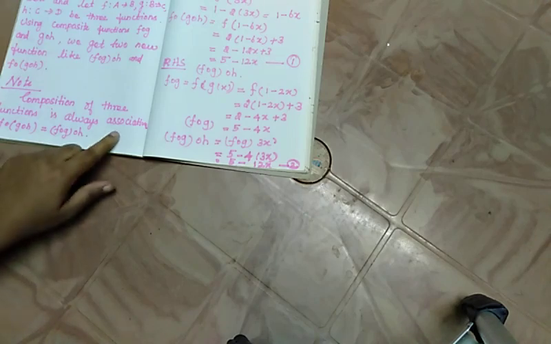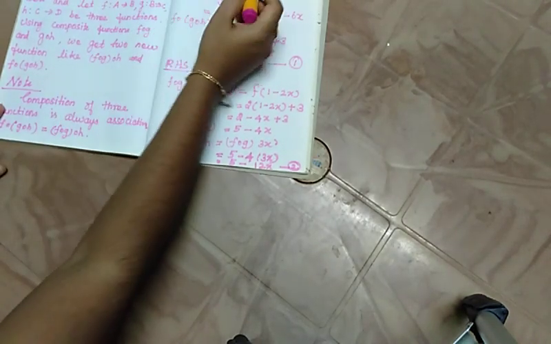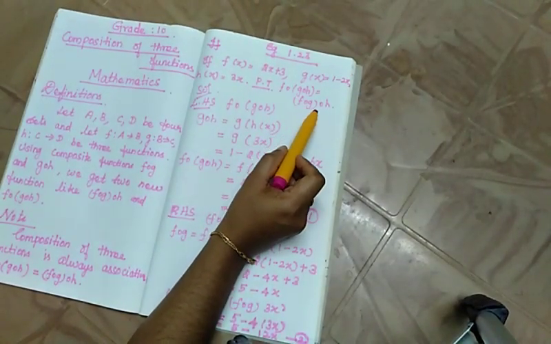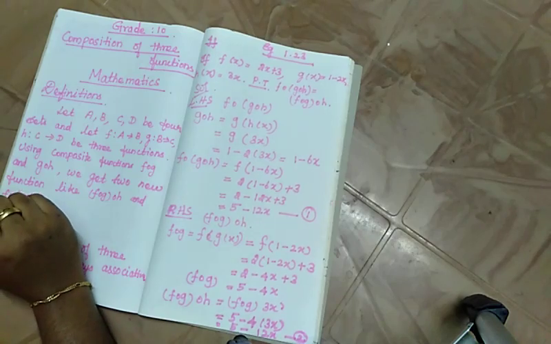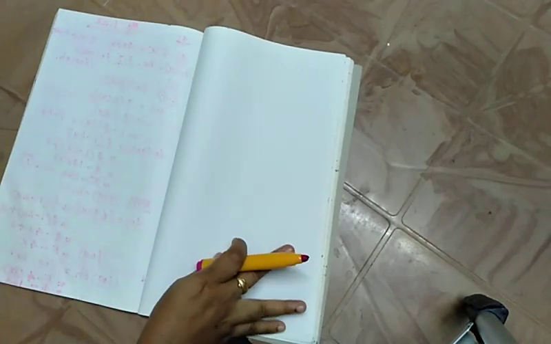So from 1 and 2, left hand side is equal to right hand side. So these three functions are associative. Okay, so we proved f of g of h is equal to f of g of h. Hope you understand it. Okay, let's see one more problem also.